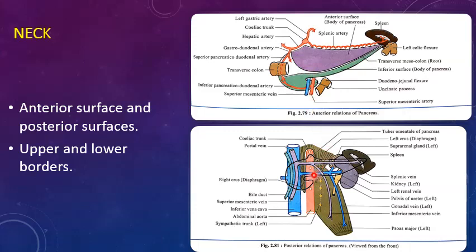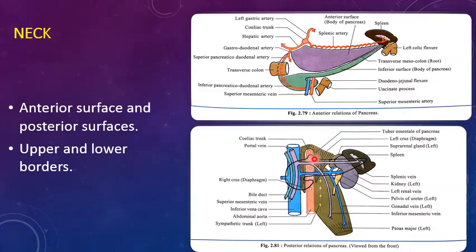Then the posterior surface of the neck is non-peritoneal and presents a shallow groove which contains the superior mesenteric vein, right? So the vein in the lower part and the trunk of the portal vein in the upper part. Now this area is the neck. The neck is related posteriorly to the superior mesenteric vein in the lower part and the trunk of the portal vein in the upper part.